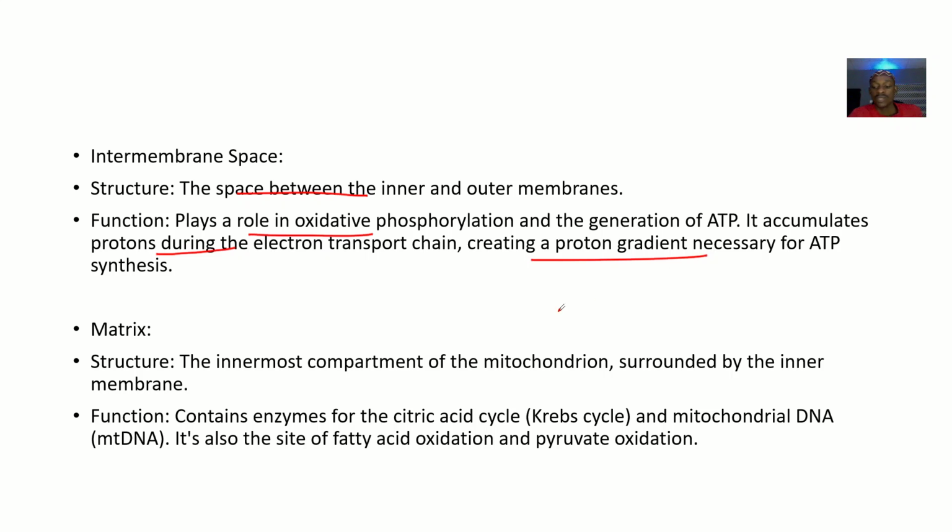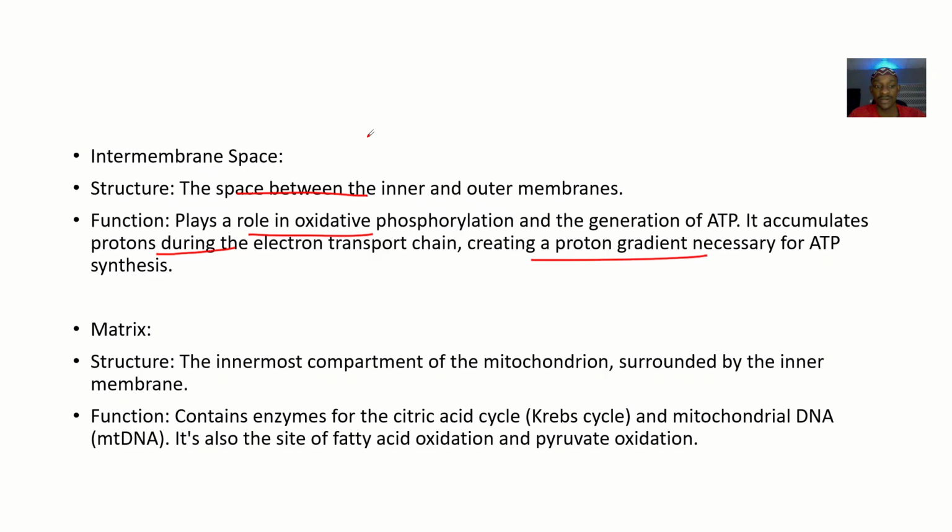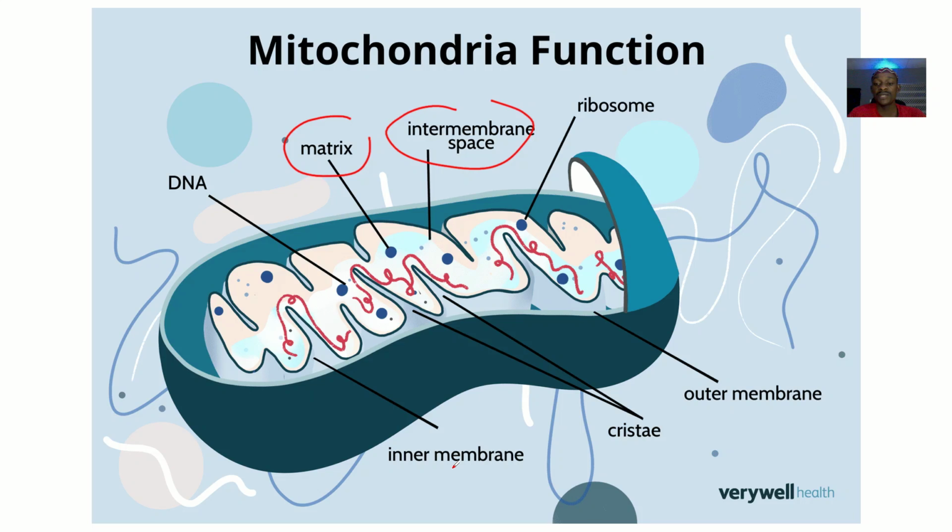Then we have the matrix. The matrix is the innermost compartment of the mitochondria, which is surrounded by the inner membrane. What is the function of the matrix? It contains enzymes for the citric acid cycle, that's the Krebs cycle, and it also contains mitochondrial DNA. The DNA of the mitochondria is here, right in the matrix.